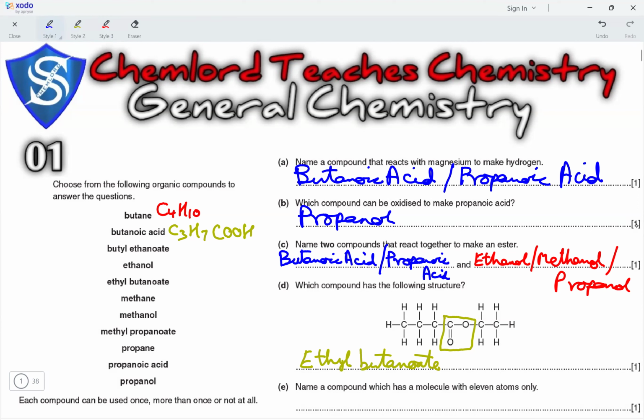So this is not the answer. Next, we have butyl ethanoate. Butyl would be C4H9 and ethanoate would be OOC and CH3. So this is 9, 10, 11, 12, 13. Already we've got 13. Then we have 14, 15, 16, 17, 18, 19, 20. 20 atoms in total. So this ester is not the answer. Next, we have ethanol. Ethanol is C2H5OH. 5, 6, 7, 8, and 9 atoms in total. So ethanol is also not the correct answer here.